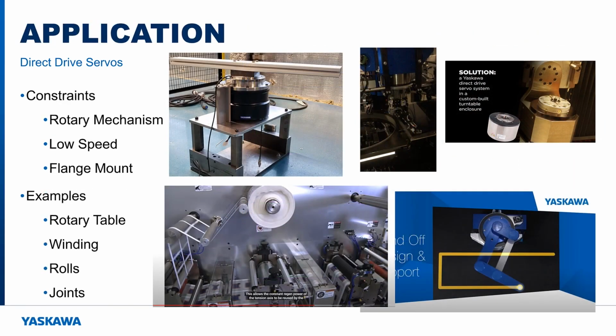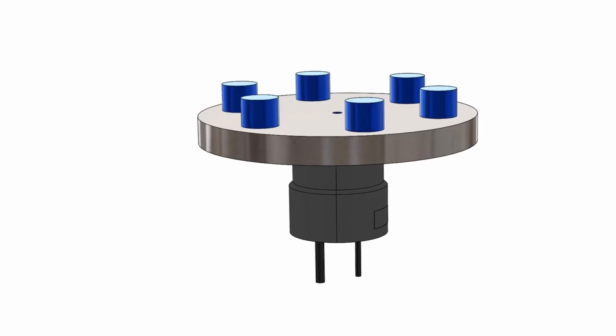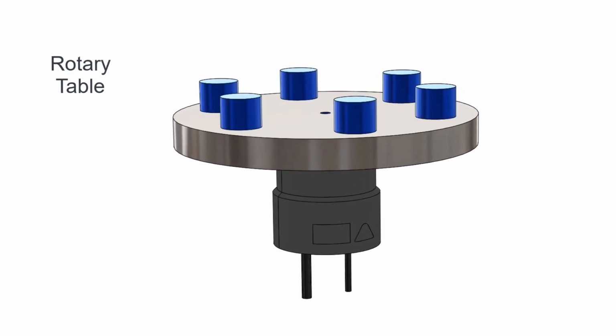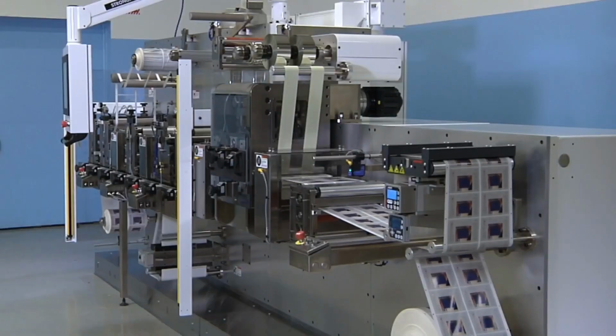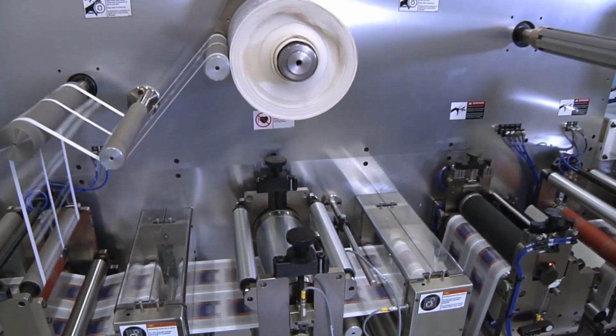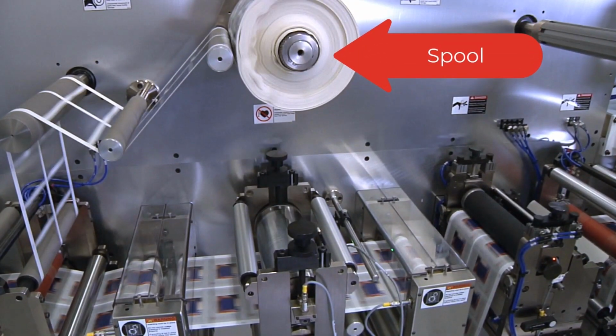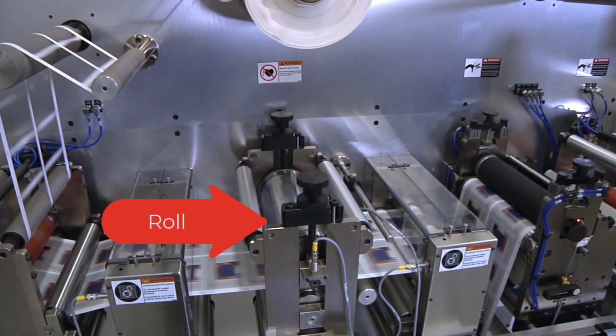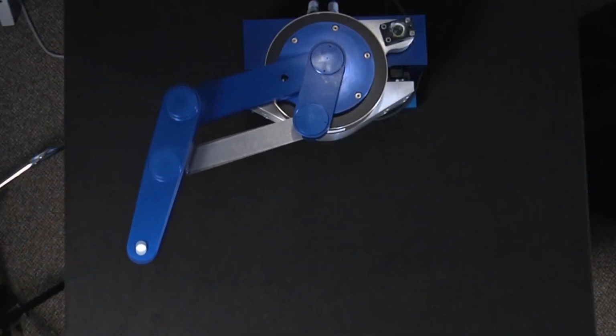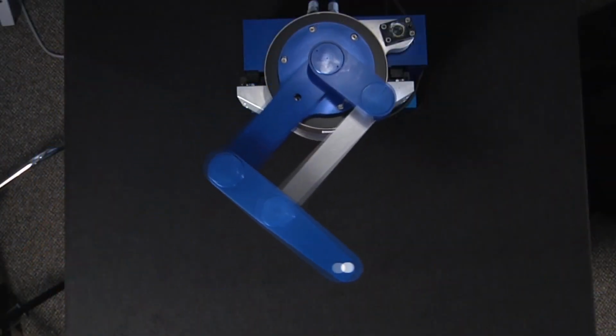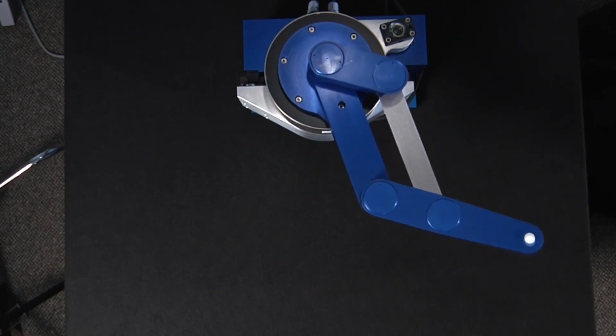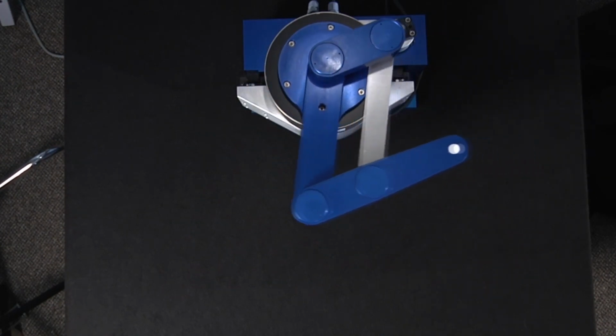Direct drive motor applications have relatively low speed, and the mechanism is designed for flange mount instead of shaft mount. The most common application is a rotary table or rotary indexer. Another good application is to drive the spool in a winding application, or rolls for printing or cutting. Joints for robotic mechanisms can also benefit from the performance and compact size of a direct drive motor.